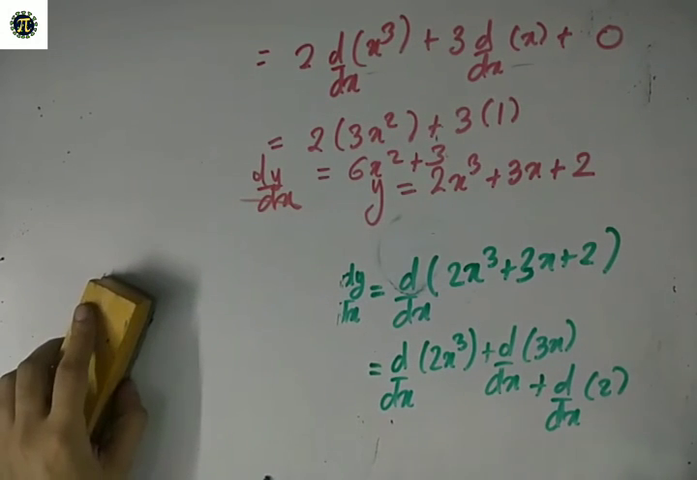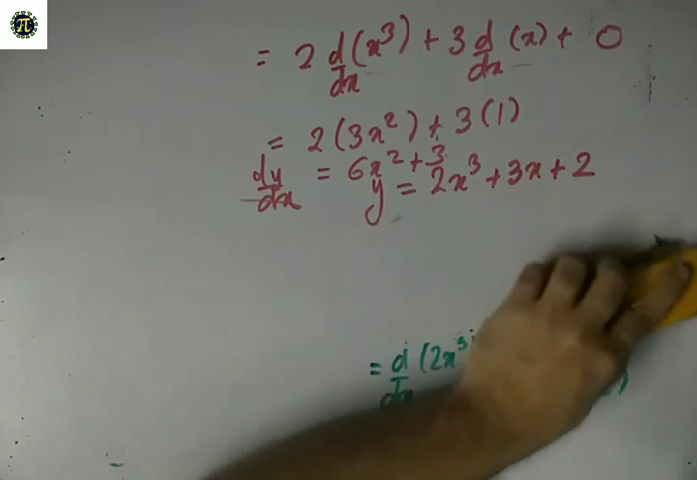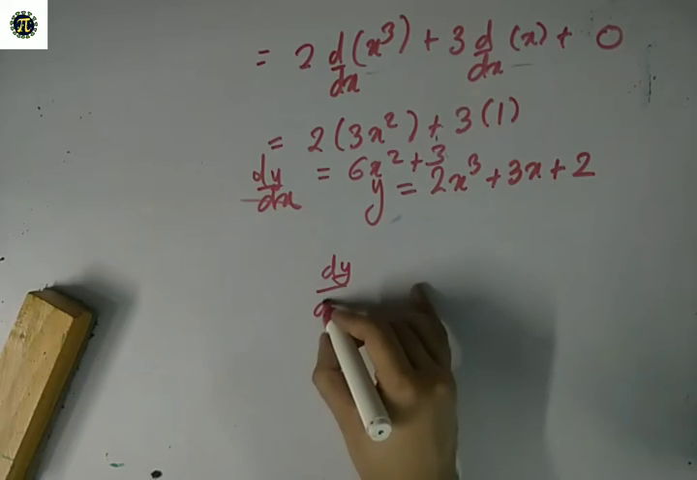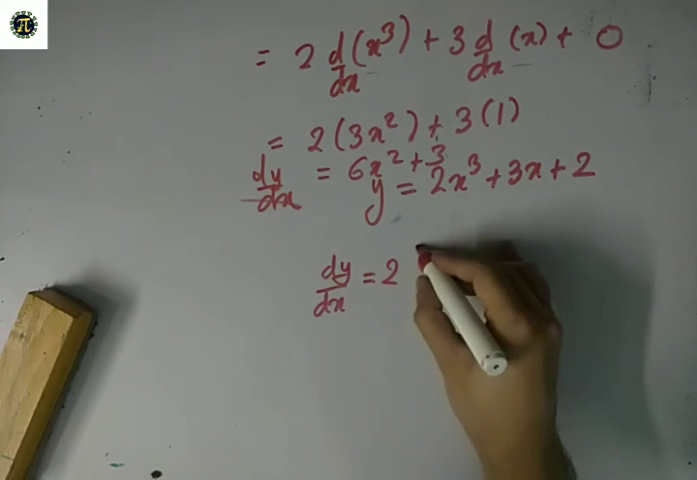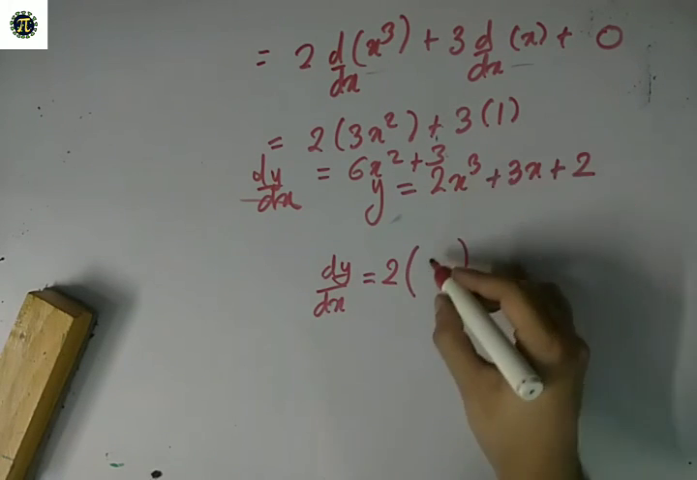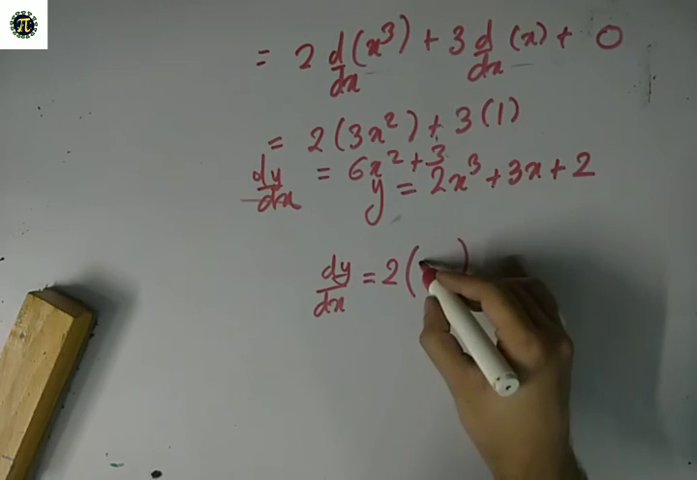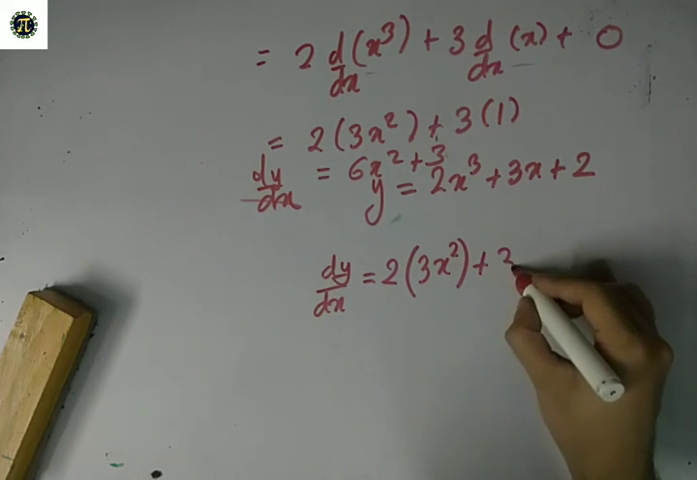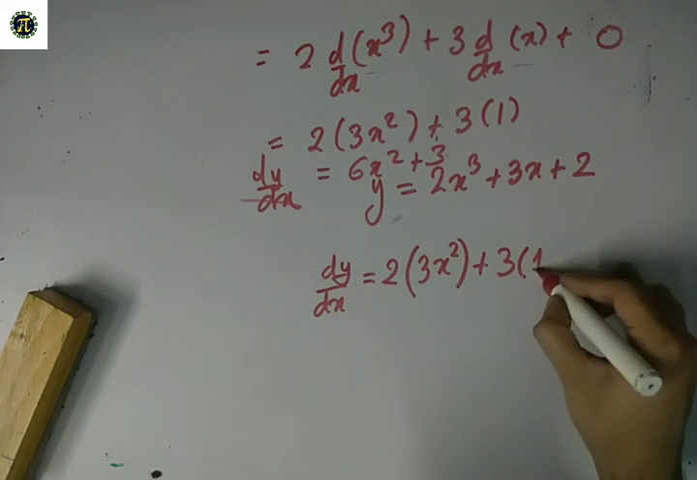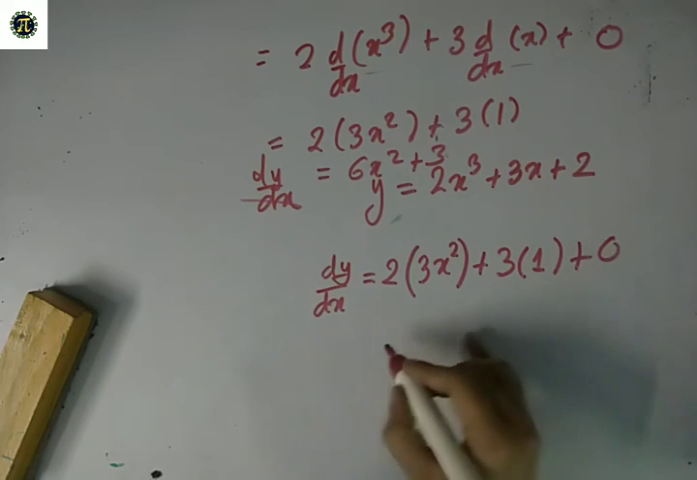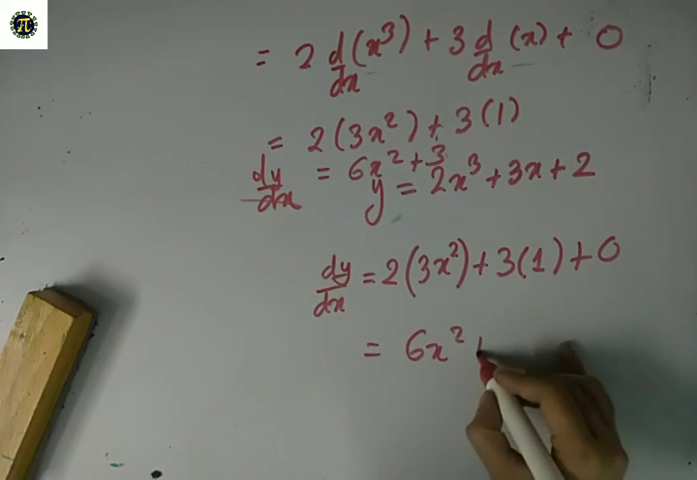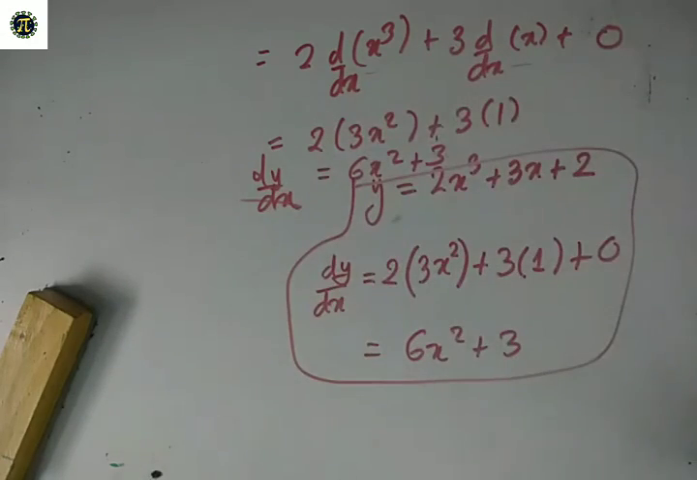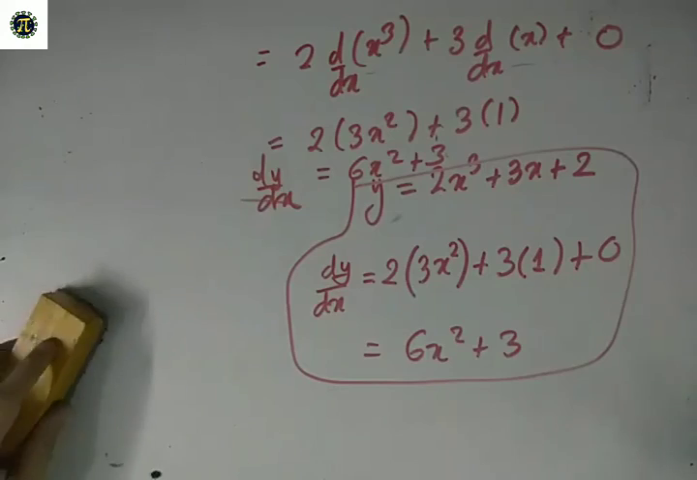Now let's see if we can do it faster. So for dy by dx, we will write 2, then for the polynomial x cube the differentiation we can do directly also, 3 x to the power 3 minus 1, so 2 into 3x square plus 3 into the differentiation of x, which is 1, and plus 0, and we get the same answer, 6x square plus 3. So you can do it faster also. But I just wanted to show these simple formulas.